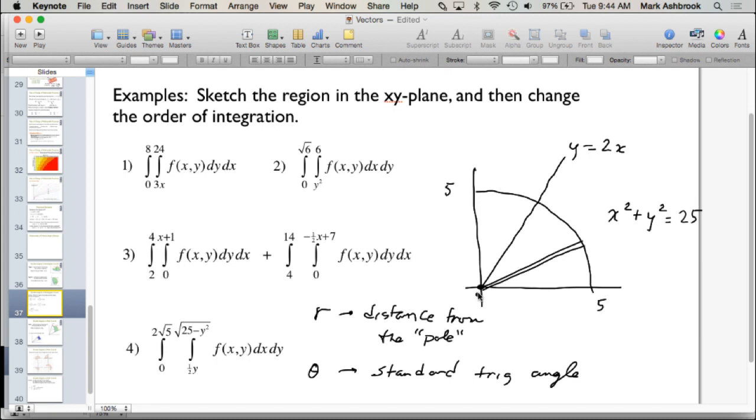So imagine our first step is going to be dr, going from here out to here, and that would be anywhere. And then we're going to accumulate all those, starting at theta equals 0 up to theta equals... so what theta is that if it's y equals 2x?